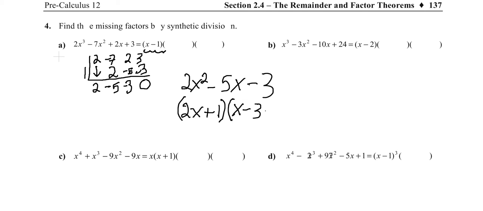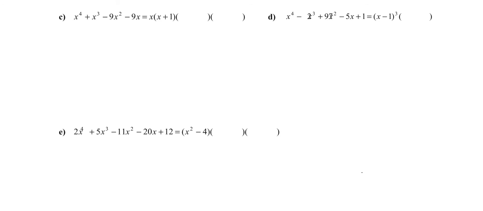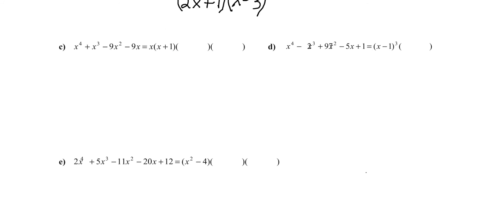And these are our two roots, so we can just add them right in here: x minus 3 and 2x plus 1. Okay, so that's one done. Now we're going to look at D, which is a longer question.